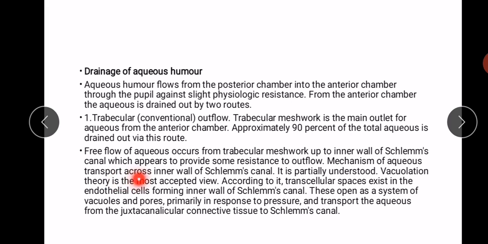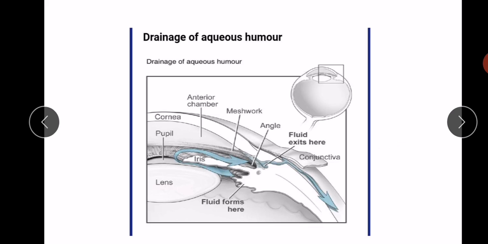The mechanism of aqueous transport across the inner wall of Schlemm's canal is partially understood. Vacuolation theory is the most accepted view. According to it, transcellular spaces exist in the endothelial cells forming the inner wall of Schlemm's canal. These open as a system of vacuoles and pores, primarily in response to pressure, and transport the aqueous from the juxtacanalicular connective tissue to Schlemm's canal. In this way, aqueous humor enters from the trabeculae into Schlemm's canal.